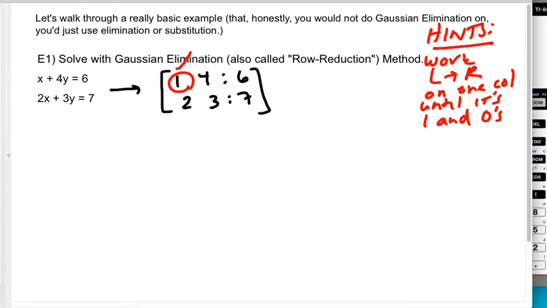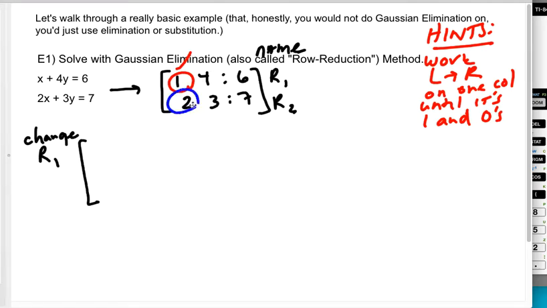What I'm going to do after each step is label what my row is. This is row 1 and this is row 2. The reason I'm going to do that is that I'm going to write the name on this side, and then when I go to make a change, I'm going to write it on the left side, okay? So here's the change. My row 1 already has a 1. That's what I want. But I really want this to be a 0.